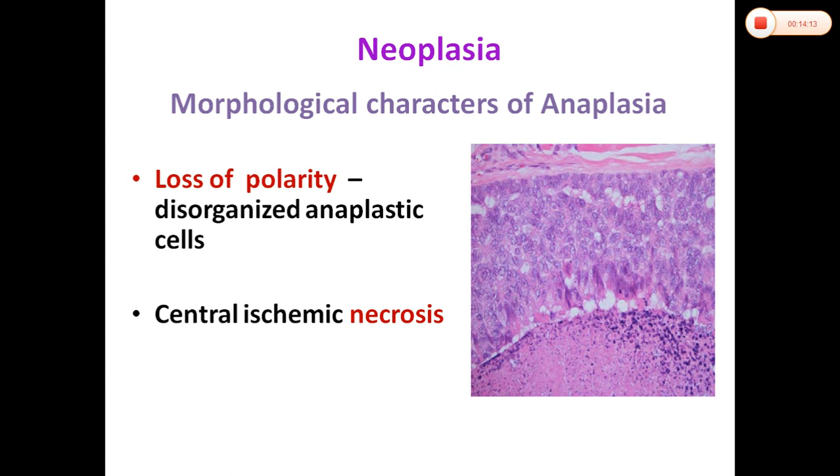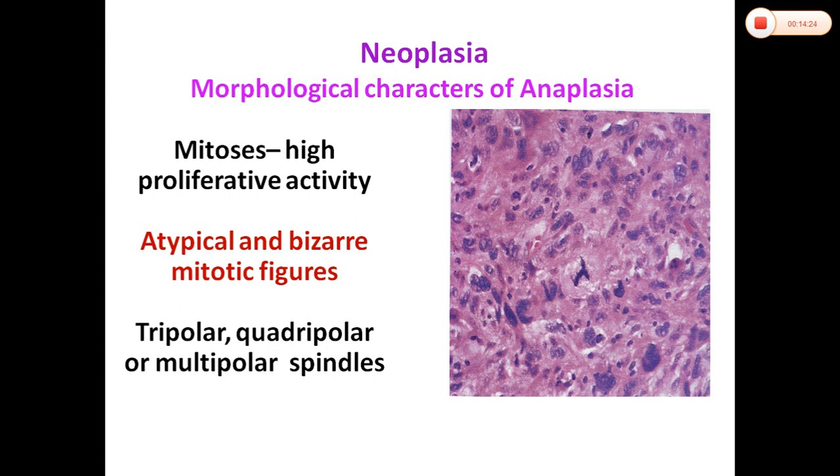In this adjacent picture you can see the ischemic necrosis in the lower half. The cells are there in the upper half, but in the lower half you can see the ischemic necrosis. Next is presence of mitotic figures. Mitotic figures indicate high proliferative activity in the tissues.